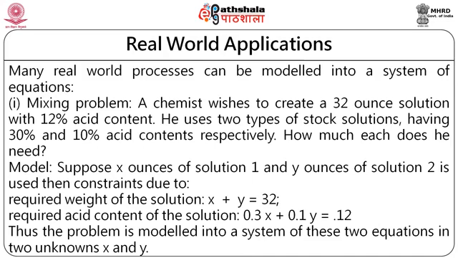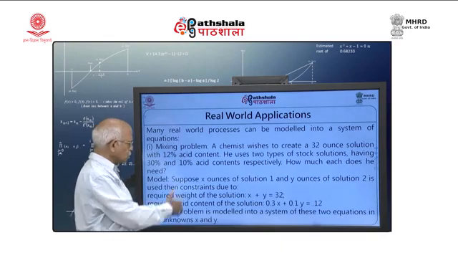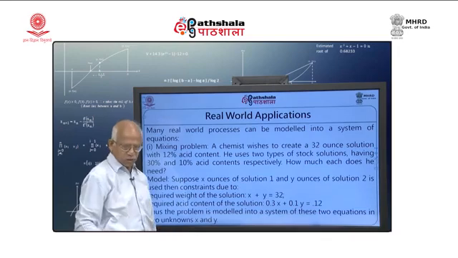Let x be the ounces of solution 1 used and y the ounces of solution 2 used. Then the constraint due to the requirement of quantity is that the total weight x plus y should be 32 ounces. That is the first requirement. The second requirement is acid content, because the acid content in the first is 30%. So, I will get 0.3 times x acid from solution 1, and 0.12 times y acid from solution 2, and therefore their sum should be 0.12 times 32, because I want 12% acid content. So, I get this system of 2 equations in 2 unknowns. That is how, if I solve this system, I get the solution of the original problem.